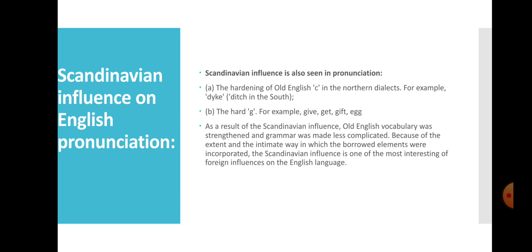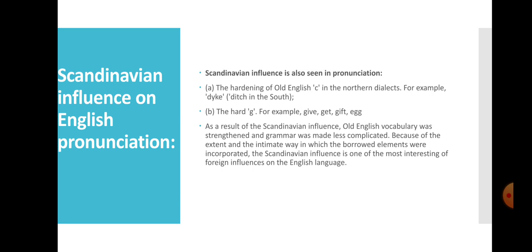Because of the extent and the intimate way in which borrowed elements are incorporated, the Scandinavian influence is one of the most interesting foreign influences on the English language. You are all clear now. We have already seen that so many words from Scandinavian entered into the English language, and this is one of the most interesting foreign influences on the English language.